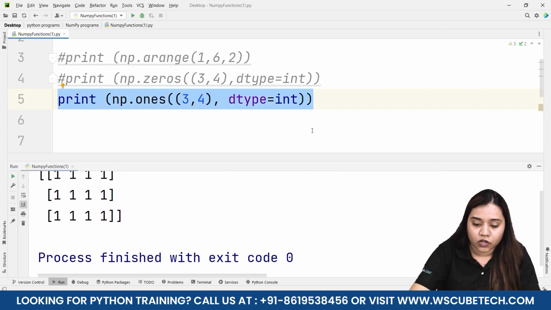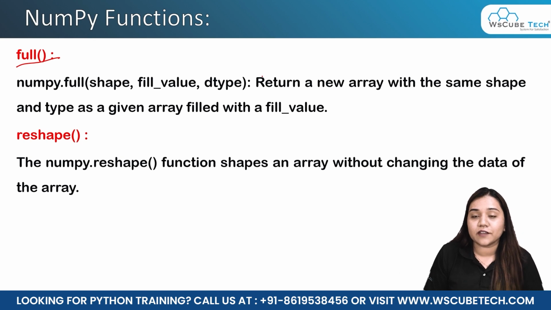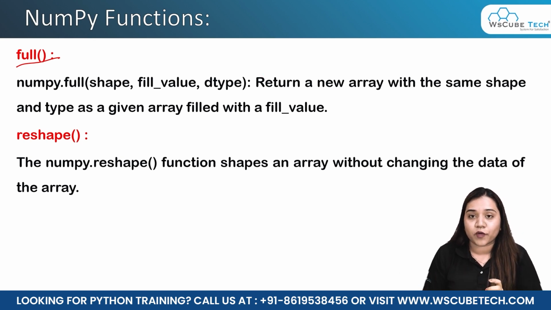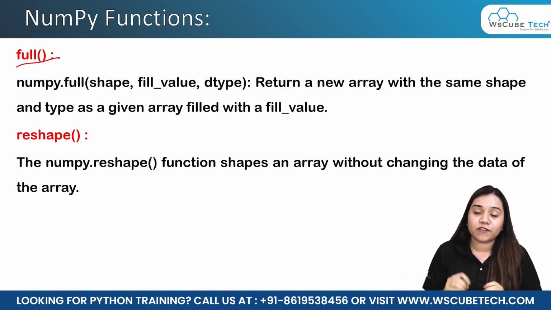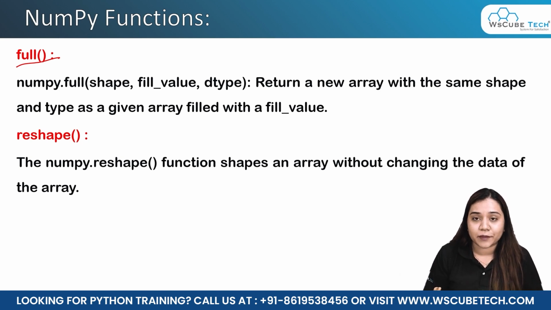Let's move ahead and talk about our next function. Our next function is full, numpy.full. Numpy gives us a new array with the element that we have provided, in the shape that we have provided. Suppose I want to give a shape of 2 by 3, but I want every element in the 2 by 3 to be 8 or 9 or any particular single element. In that case, I'll write it in this way.